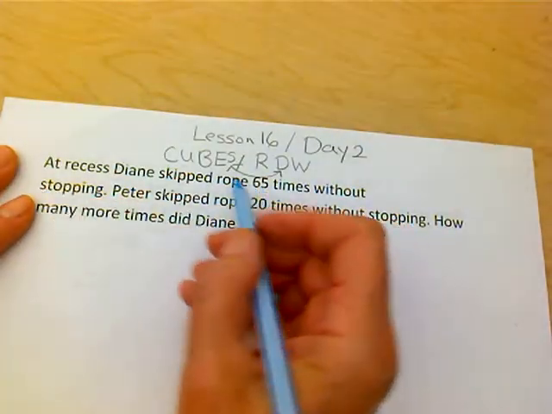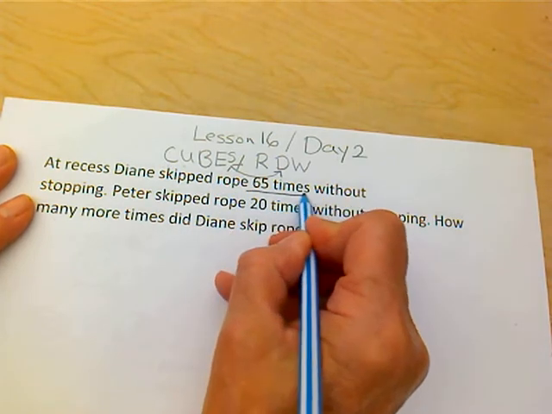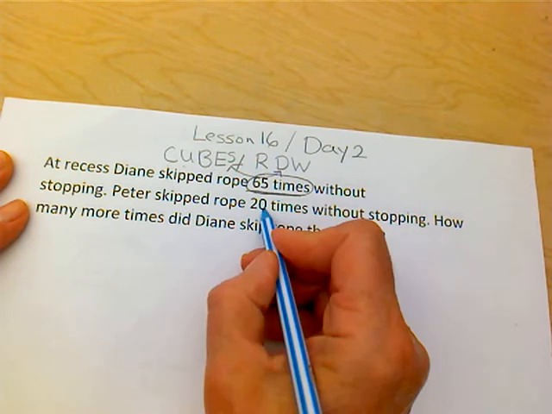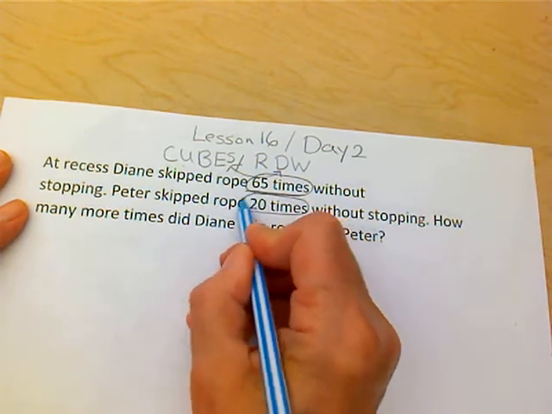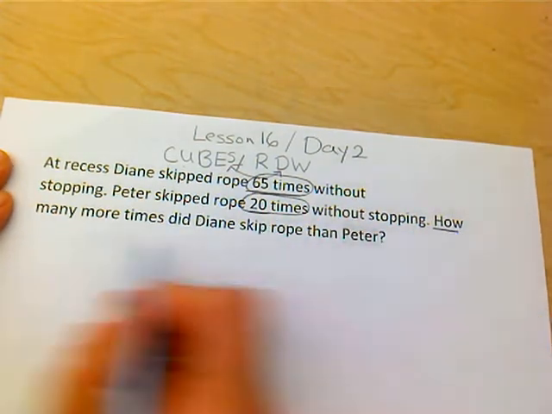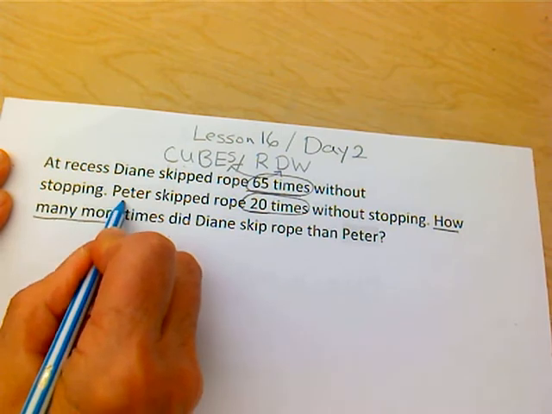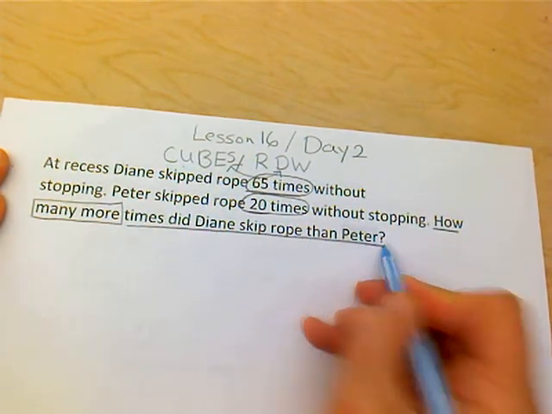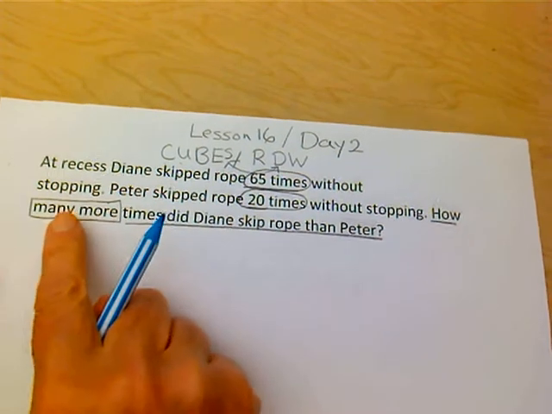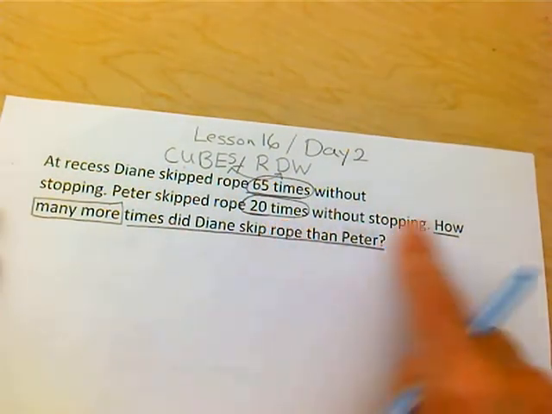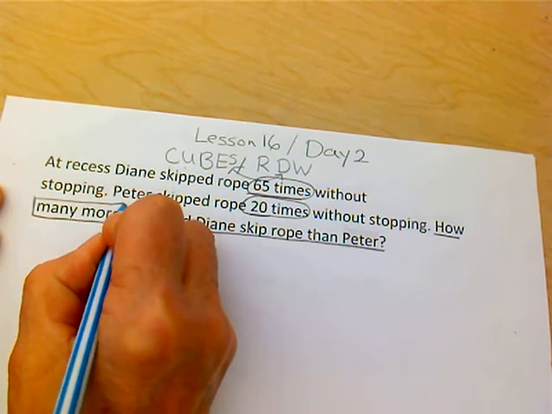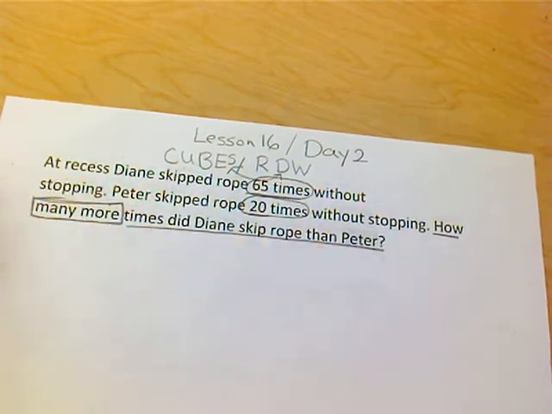Anytime you're doing a word problem, you need to do a word answer. So at recess, Diane skipped rope 65 times without stopping. Peter skipped rope 20 times without stopping. How many more times did Diane skip rope than Peter? So I have circled my numbers, I've underlined my question, and I have boxed my keywords. That's as far as I'm going to take it today, friends.